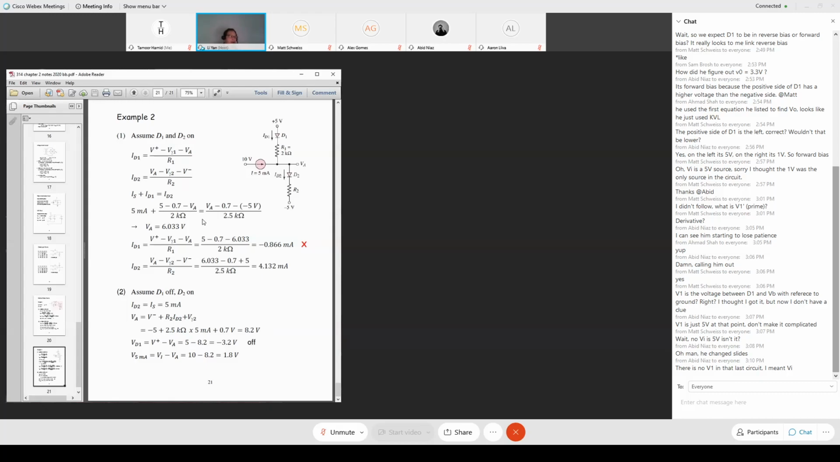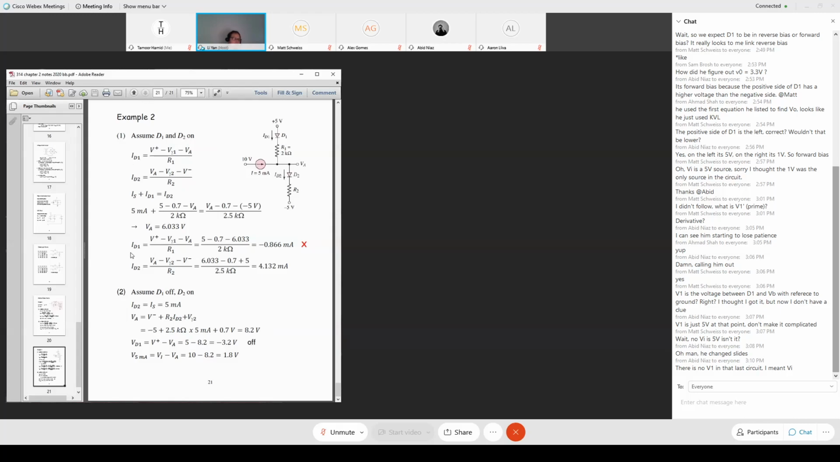So that's a single equation. We can determine the unknown quantity of VA. And we find VA equal to 6.033 volts. Of course, this voltage is not saying what's the voltage at this point. It means that's the voltage between this point and my ground. Okay? Once I find the voltage VA, then I attempt to calculate the current ID1.